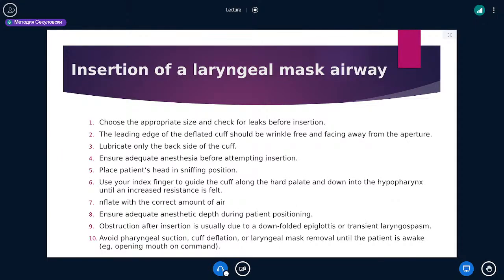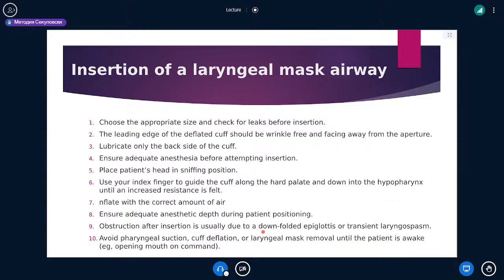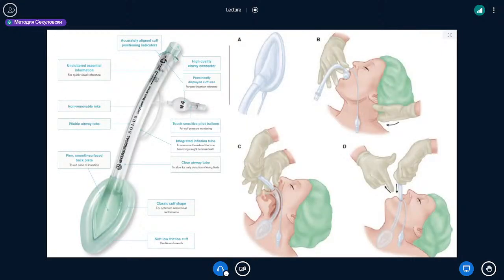About the insertion, how to put in the laryngeal mask, you can see in the picture what is important. First, you must put lubricant on the laryngeal mask. We work with lidocaine cream. After that, you hold the laryngeal mask like a pencil with two fingers, open the mouth of the patient, and insert it. After that, you inflate the cuff balloon. This is very important: inflate it with the correct amount of air and confirm the position in the patient.